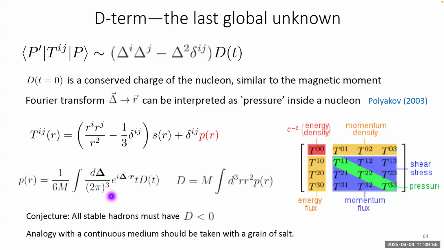So here's a relation between this D and pressure as a function of radial coordinate, or you can invert this relation and express this D as a spatial integration of the pressures. Now, there's a widespread conjecture in the community that all the stable hadrons must have negative D. Okay, so this is a conjecture. There's no proof, and there is even a counterexample. But it's interesting. It's coming from the stability argument. In order for the hadron to be stable, the integrated pressure must be negative. Otherwise, the partons fly apart.